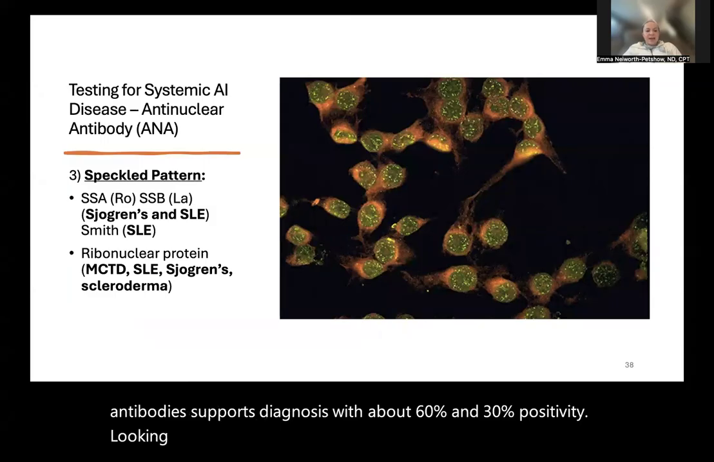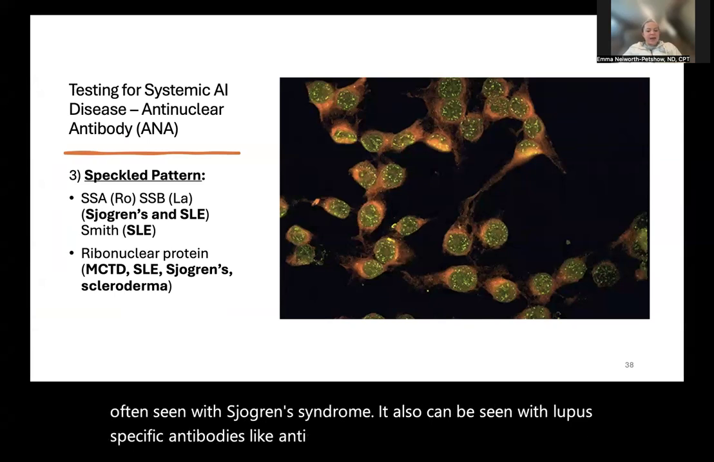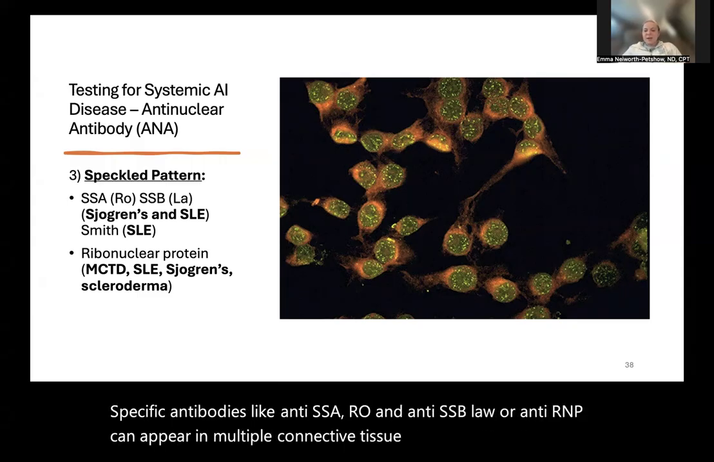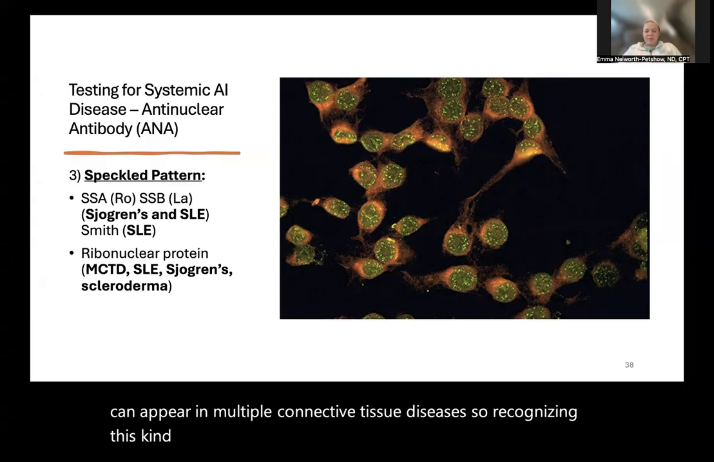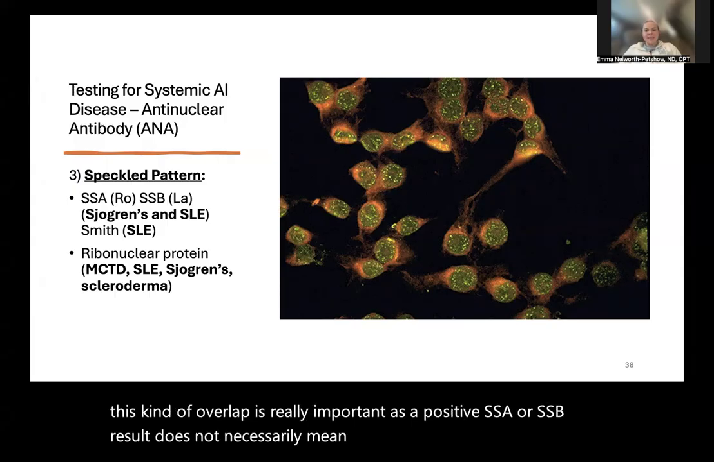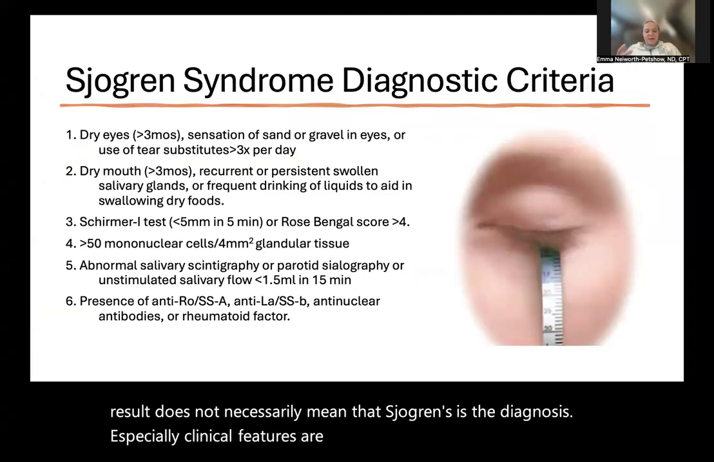Looking at some ANA patterns for Sjogren's, the speckled pattern is often seen with Sjogren's syndrome. It also can be seen with lupus. Specific antibodies like anti-SSA, Ro, and anti-SSB, La, or anti-RNP can appear in multiple connective tissue diseases. So recognizing this kind of overlap is really important, as a positive SSA or SSB result does not necessarily mean that Sjogren's is the diagnosis, especially if clinical features are absent.